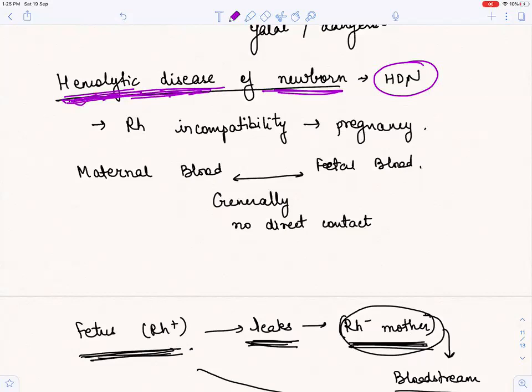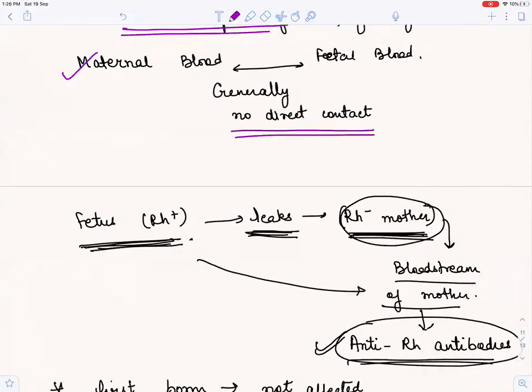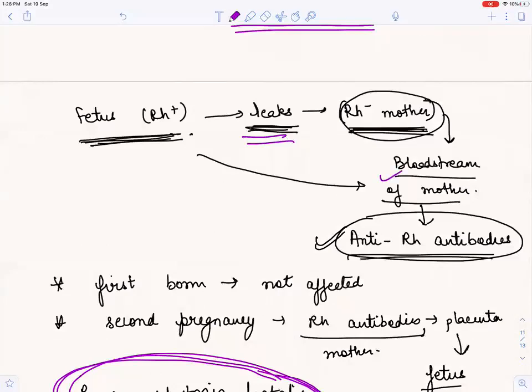Hemolytic मतलब rupture of RBCs, and it is because of Rh incompatibility. Generally maternal blood and fetal blood जो होता है, that is not in direct contact, but in case it leaks and goes from the placenta to the bloodstream of the mother, she will make anti-Rh antibodies. क्योंकि उसको लगेगा ये कोई फॉरेन सब्सटेंस है.